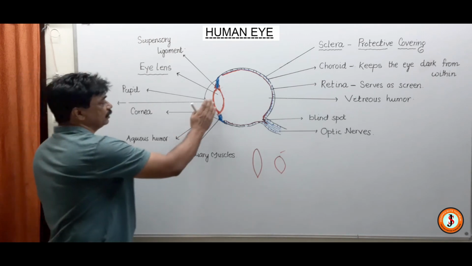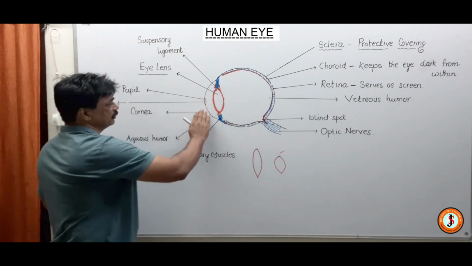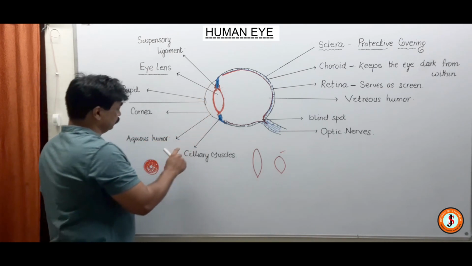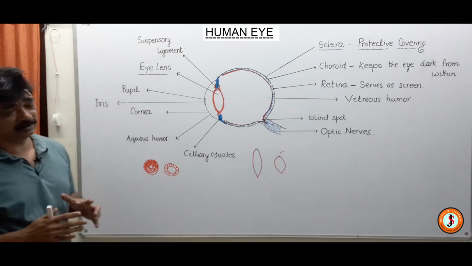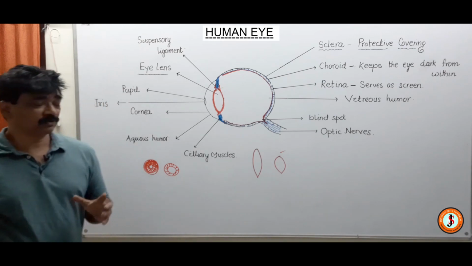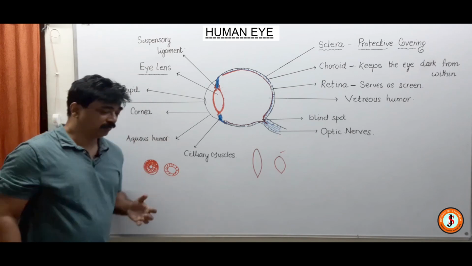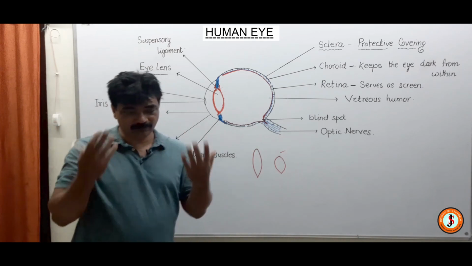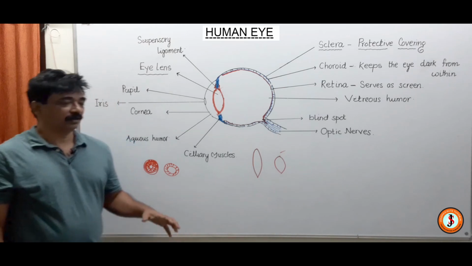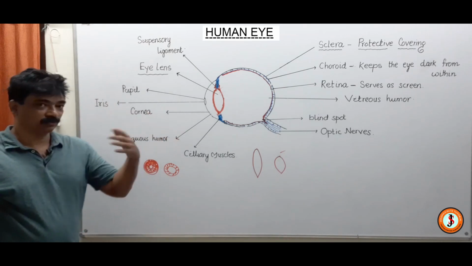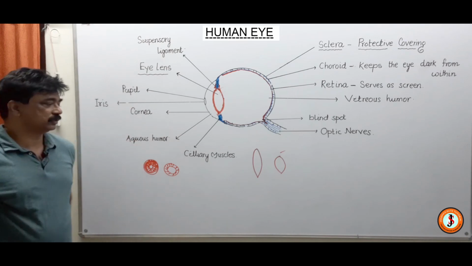Then between the eye lens and the outermost layer, there is also another protective layer in front. In between there is aqueous humor. That is a fluid which not only keeps the shape maintained, but also, if unwanted things enter the eyes, it secretes liquid in the form of tears, so that the waste can come out.